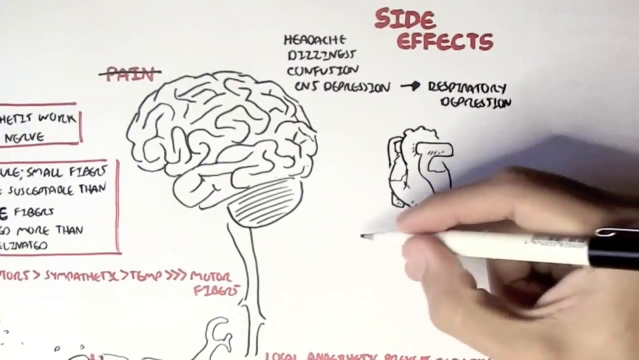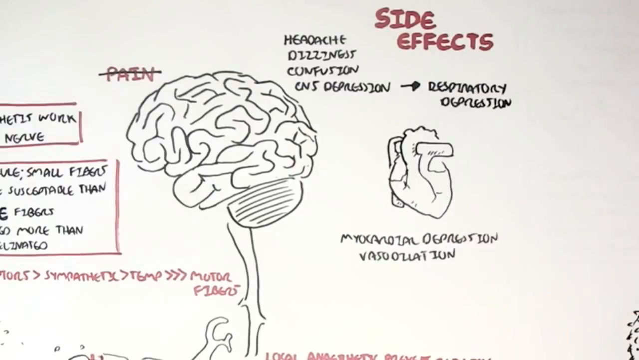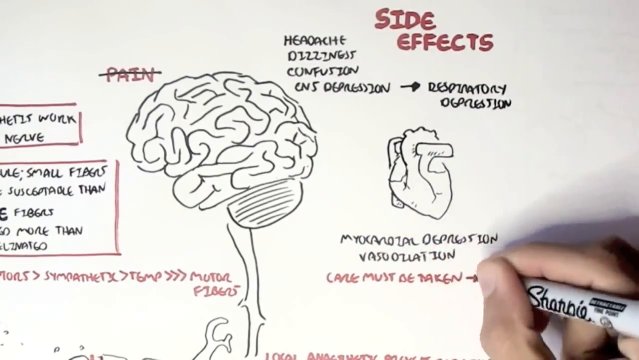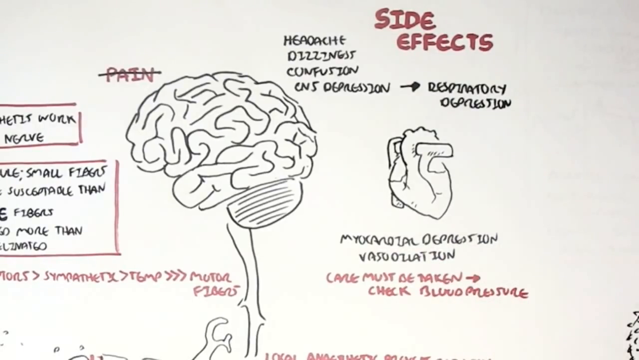So that's cocaine. Side effects of local anesthetic also affect the heart. It can lead to myocardial depression, vasodilation as well. And so care must be taken. We have to check the blood pressure before giving local anesthetic. Cocaine, again, on the other hand, doesn't cause myocardial depression, but increases the activity.